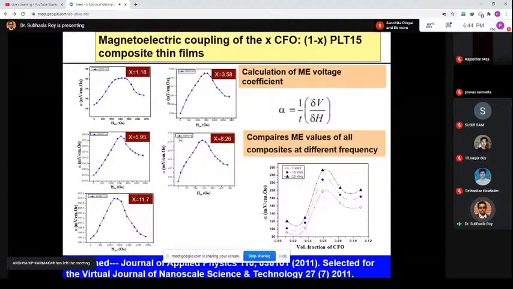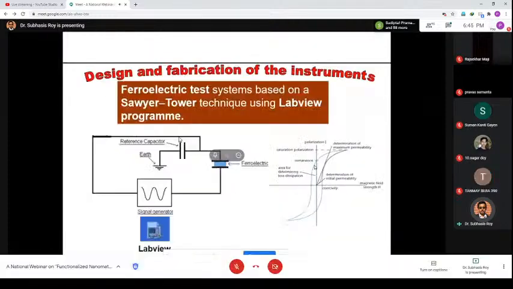So here, finally, if you see, when you measure a ferroelectric loop, the Radiant instrument which is available in the market is very costly, more than 10 lakhs or above. In our laboratory, we fabricate the same instrument at very low cost, below 10,000.